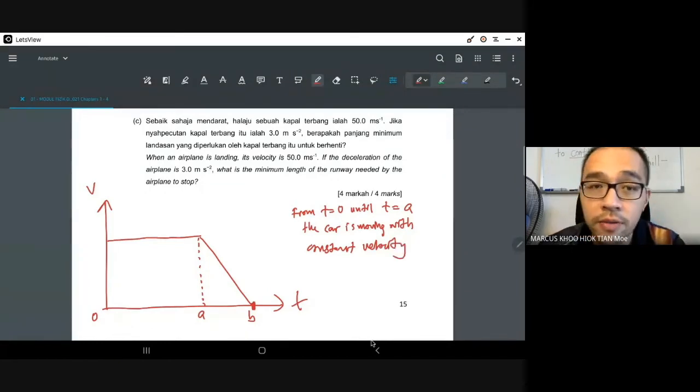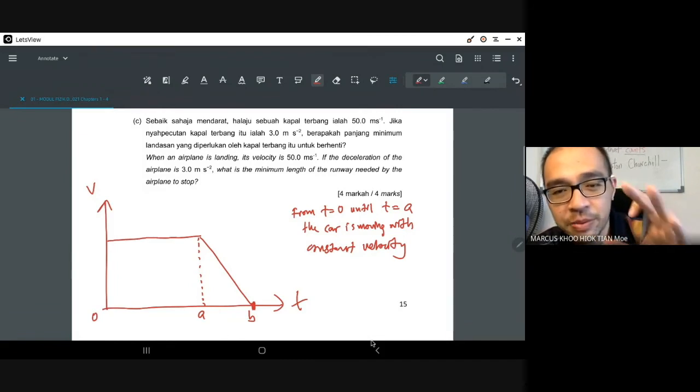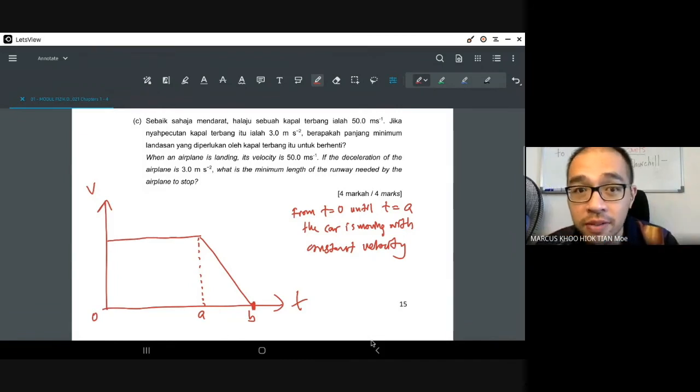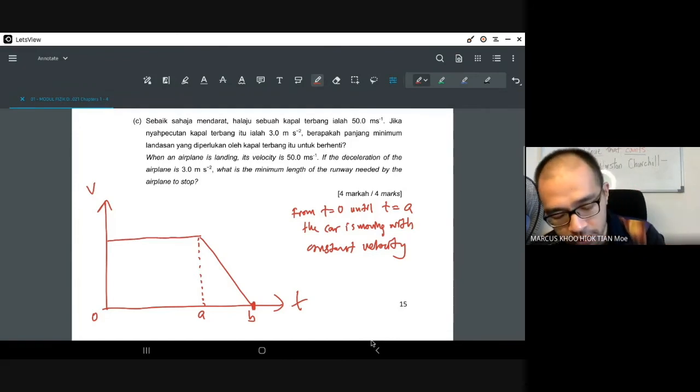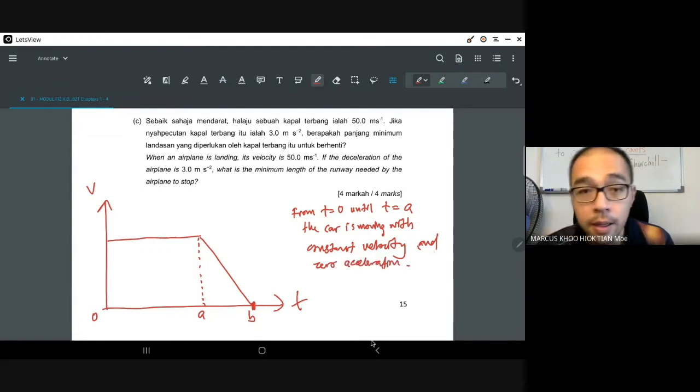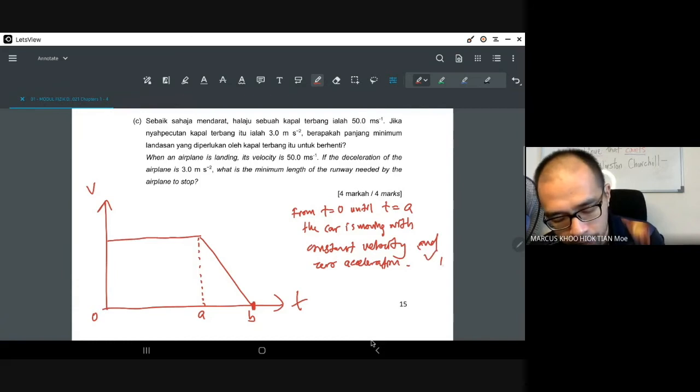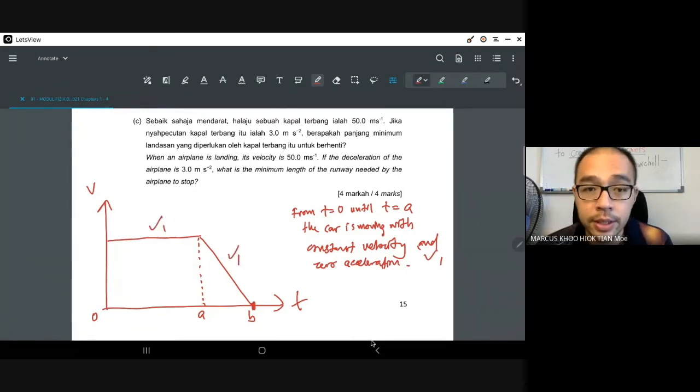And what is constant velocity? The car is moving with constant velocity, and what is constant velocity's friend? It always comes together with zero acceleration. Okay, this is 1 mark. The graph is 2 marks, 1 mark for this one. So from t equals 0 to t equals A, there's one section. The car is moving with constant velocity and zero acceleration.